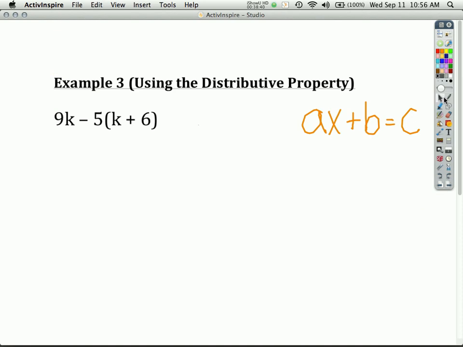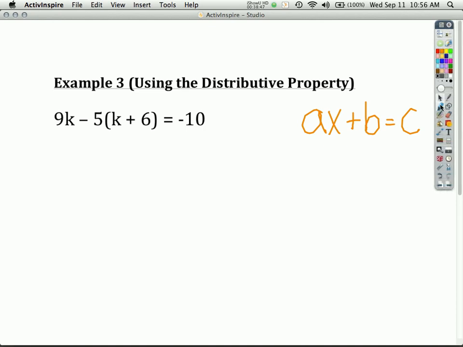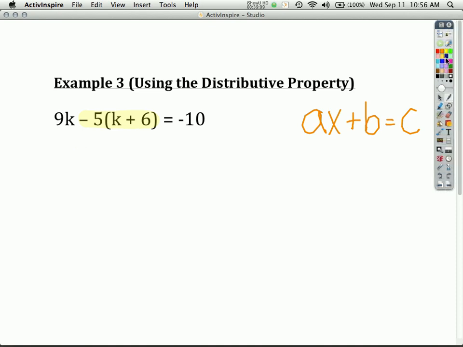So what's the order of things that we have to do? What is the order? What has to be simplified first? Zabari? You must do distributive property first. And so here it is. That's the distributive property. That must be simplified first, so that's where we begin.